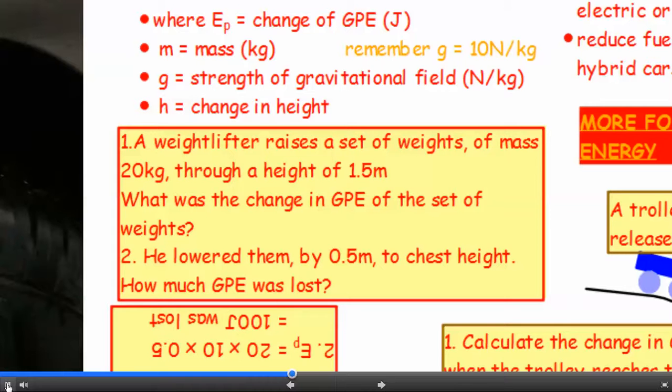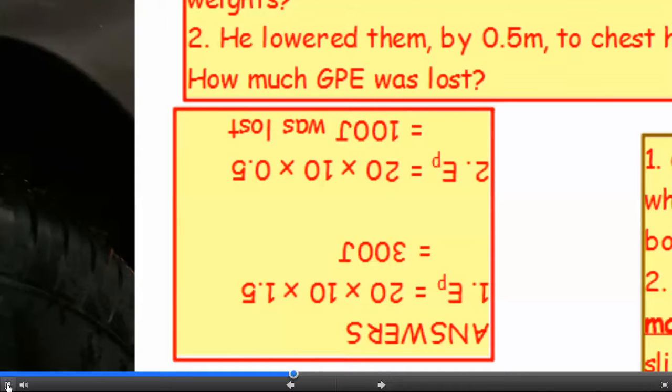So have a go at this question. A weightlifter raises a set of weights of mass 20 kilograms through a height of 1.5 meters. What was the change in GPE of the set of weights? And then the second part, he lowered them by 0.5 meters to chest height. How much GPE was lost? Pause the video. Here's the answers. No cheating.